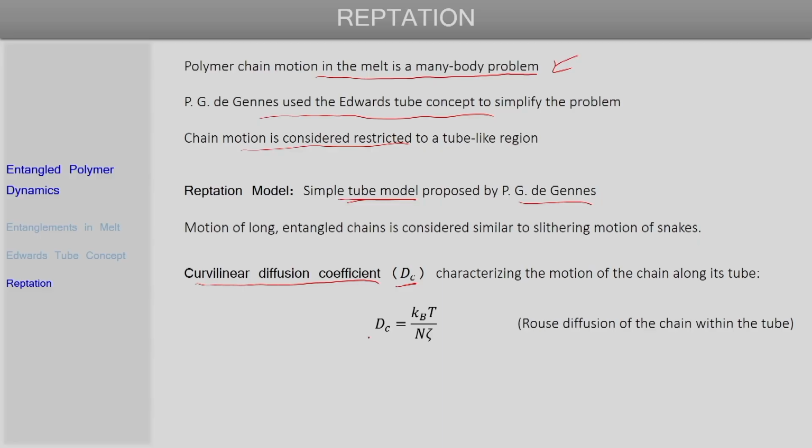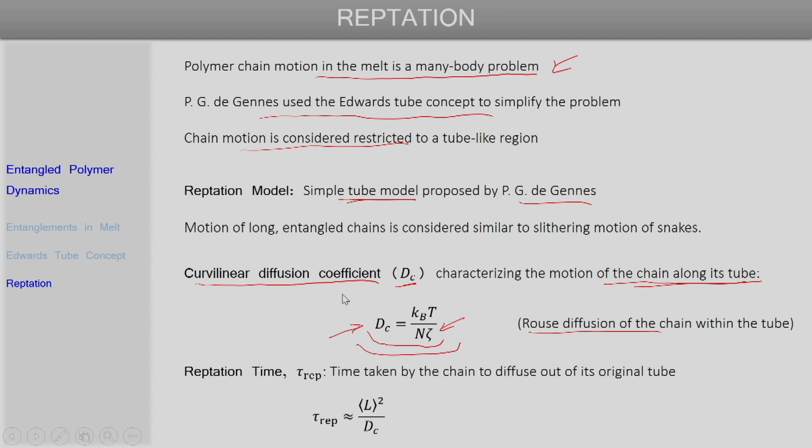For Rouse motion, we already discussed in the previous lecture that the diffusion coefficient is simply given by kBT over n times zeta, where n is again the number of Kuhn monomers present and zeta is the friction coefficient corresponding to each monomeric unit. So, along the tube, the chain motion is actually not affected by entanglements, and we can say that the Rouse diffusion model describes this motion, and we can obtain the diffusion coefficient from that model.